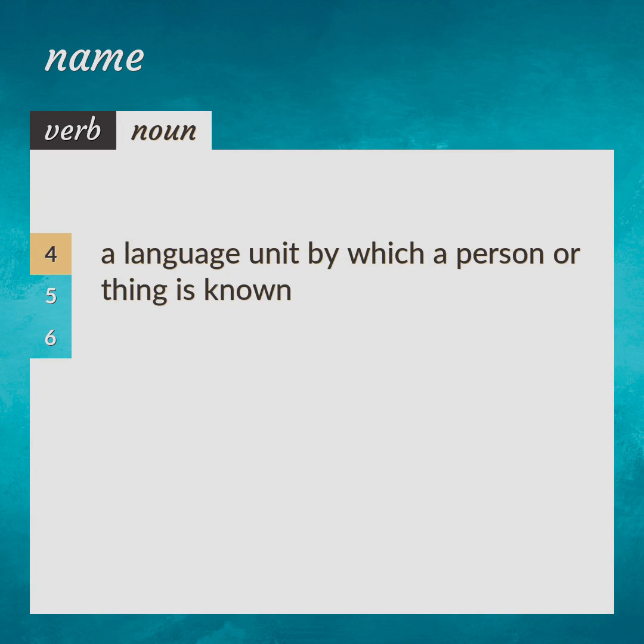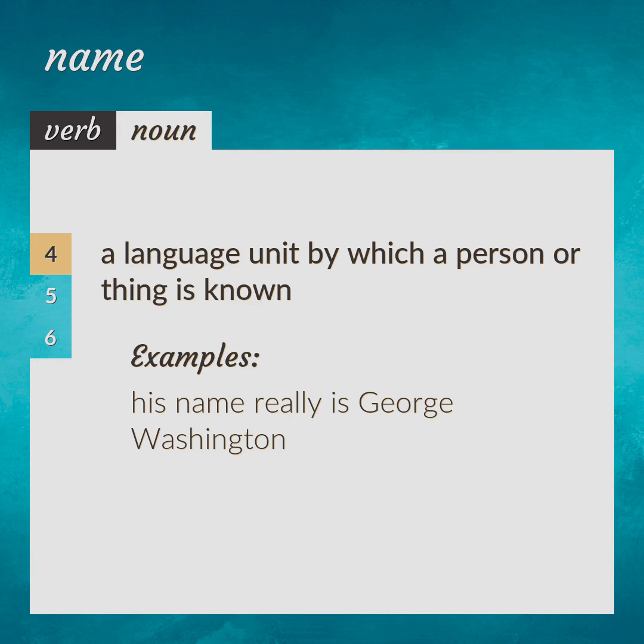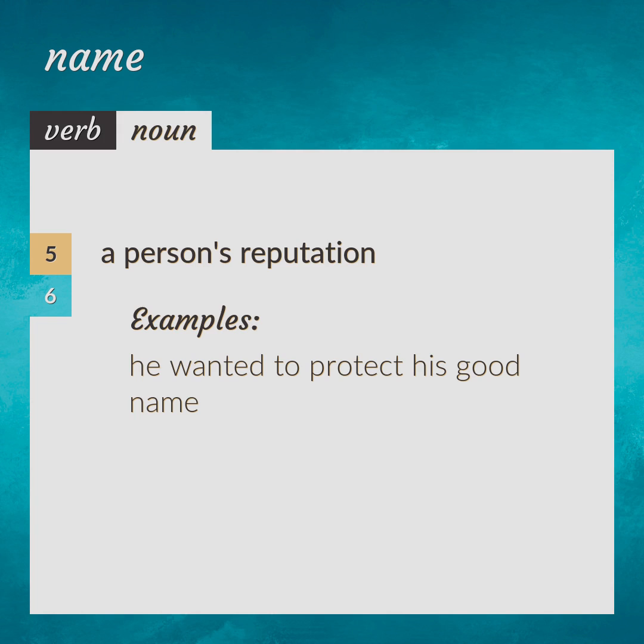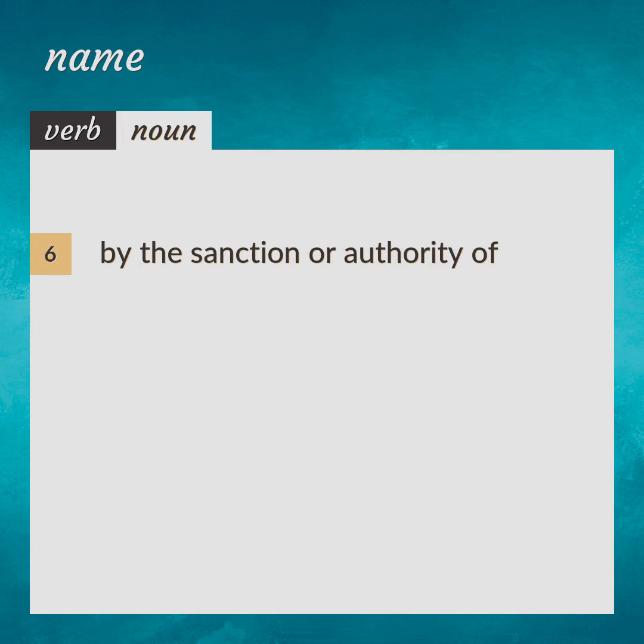A language unit by which a person or thing is known. His name really is George Washington. A person's reputation. He wanted to protect his good name. By the sanction or authority of. Halt in the name of the law.